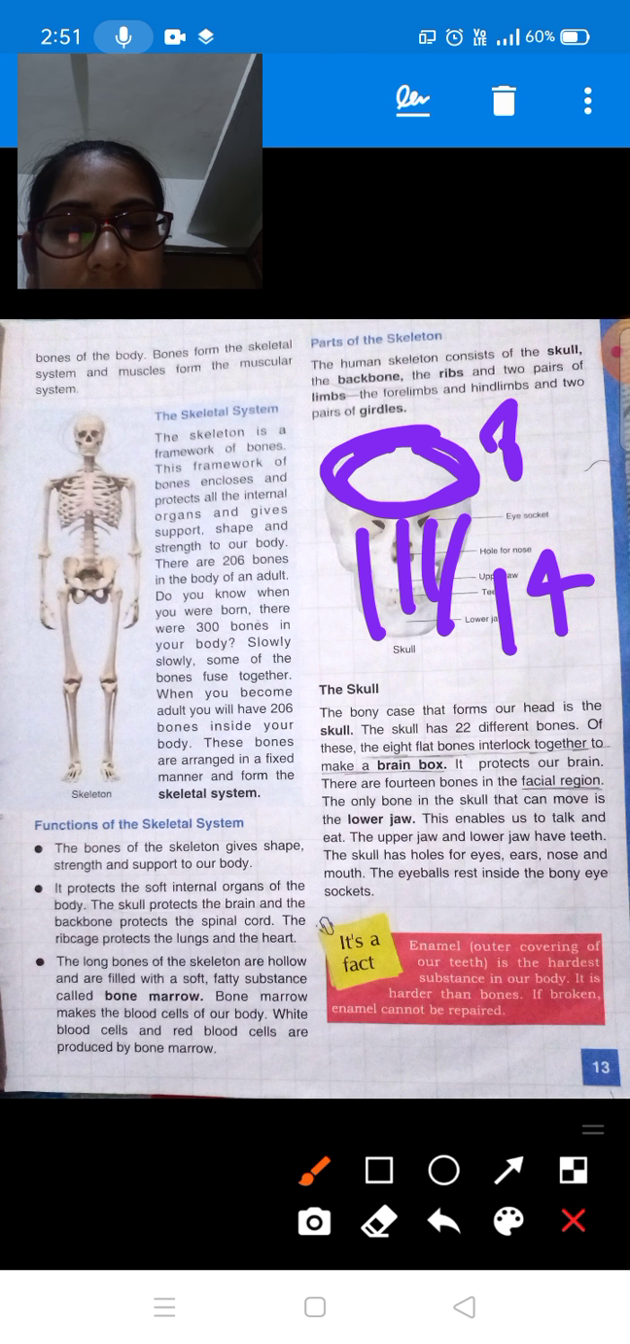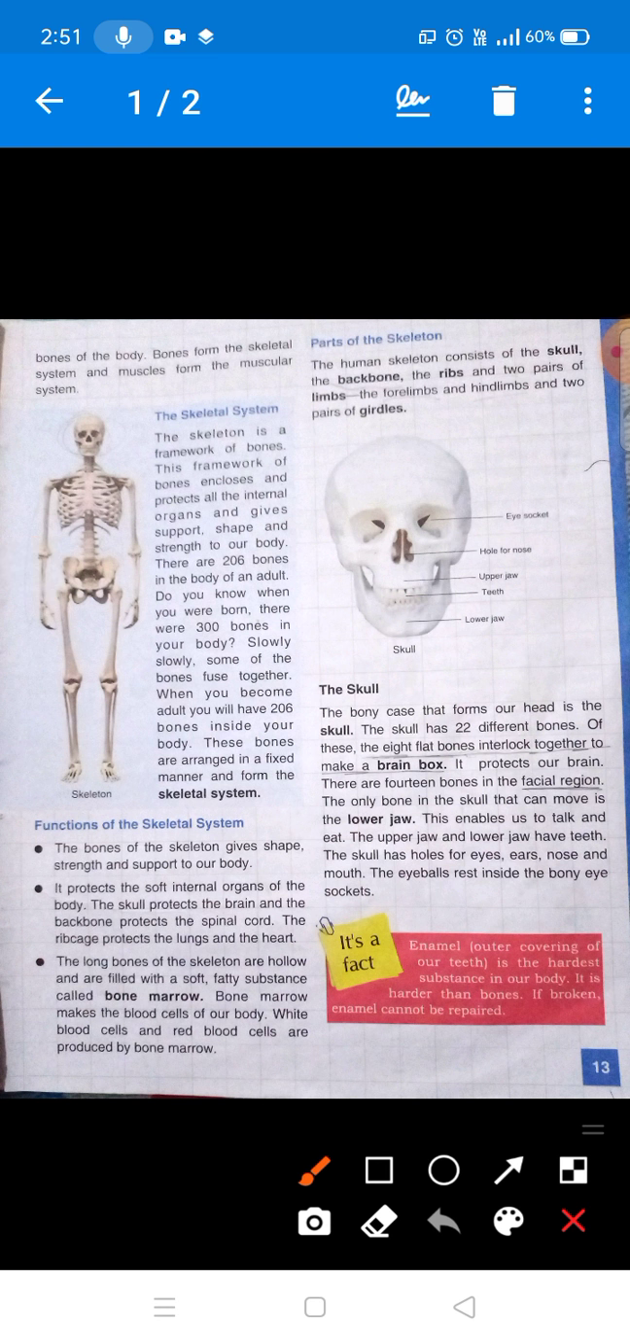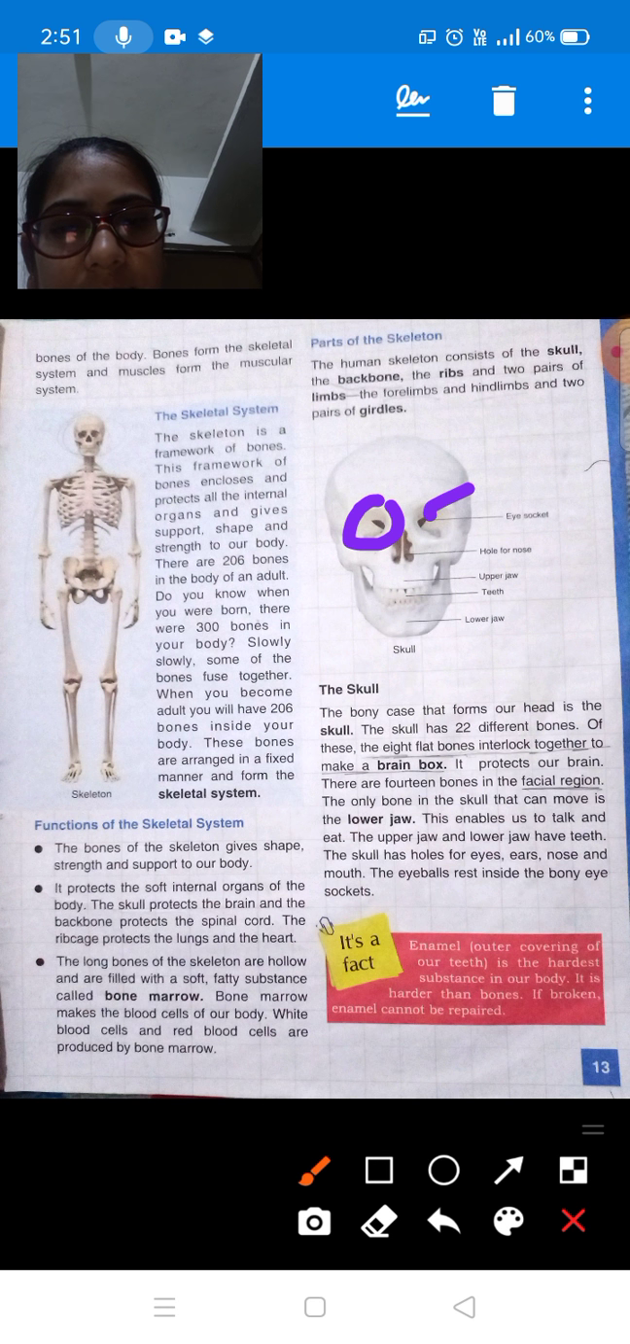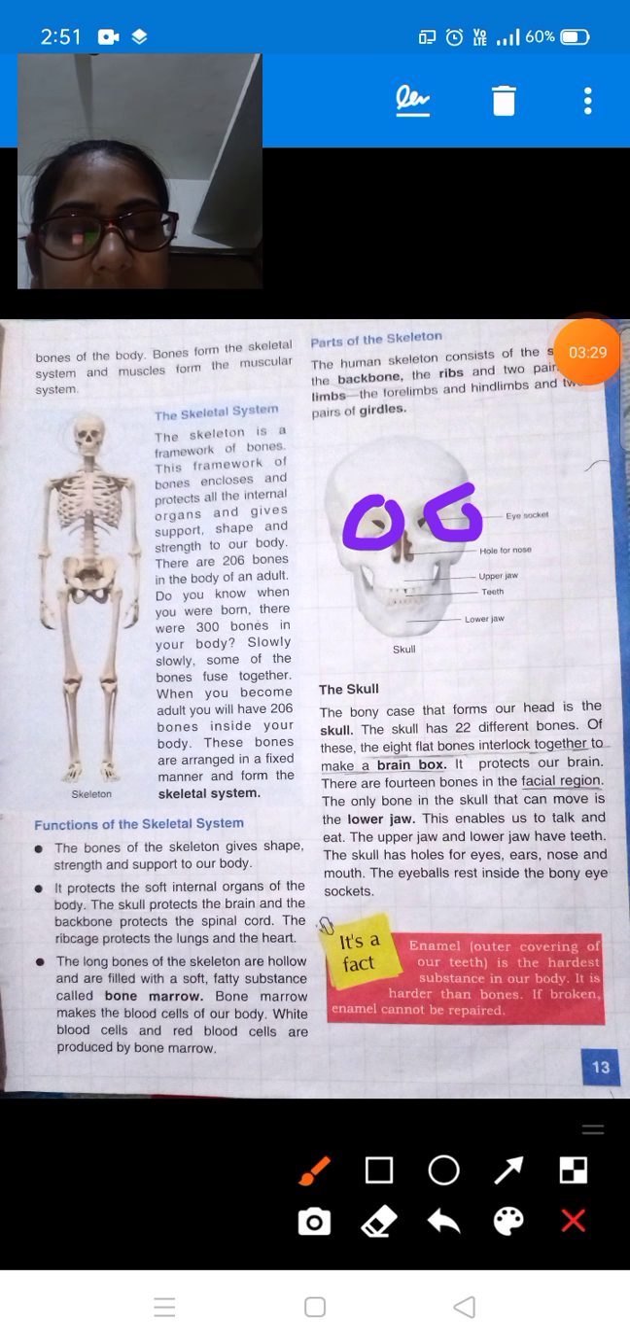The skull has holes for eyes, ears, nose, and mouth. The eyeballs rest inside the bony eye sockets. Okay, so students, this what you can see, this and this, is the bony eye socket, in which the eyeballs are situated. And in the jaws our teeth are attached.